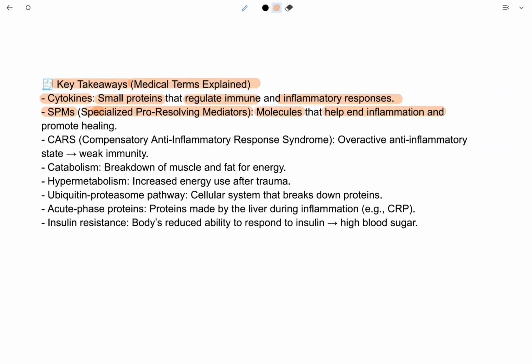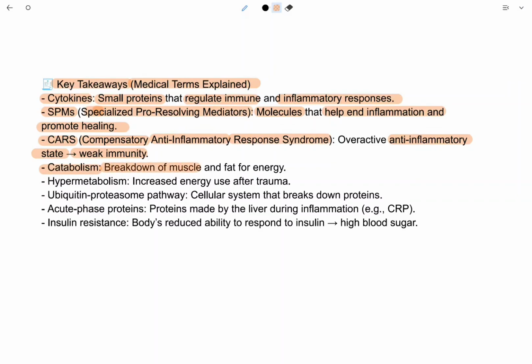SPMs resolve inflammation, help end inflammation and promote healing. They decrease, reduce or end inflammation and promote healing. CARS is compensatory anti-inflammatory response syndrome, an overactive anti-inflammatory state that leads to weak immunity.